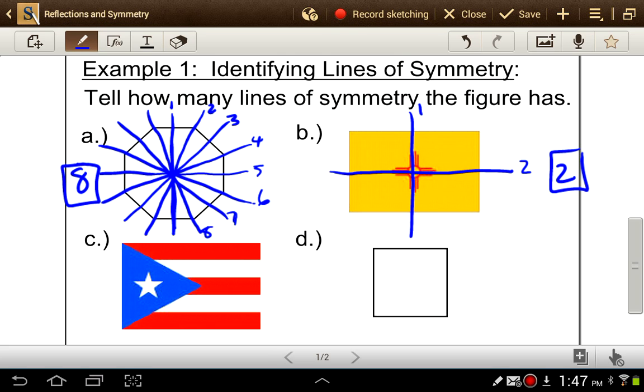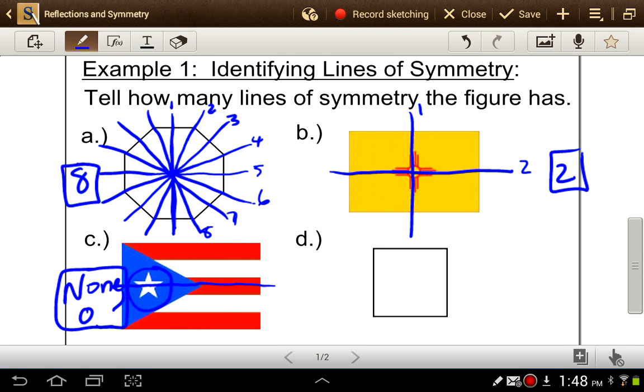Okay, in C, if I cut across here, well, no. Look, the red line works that way, but when I go through the star, it is not symmetrical. That does not fold up to meet that. So this has no lines of symmetry, or 0. So you can put none or you can put 0. No lines of symmetry in that one, and then up, down does not work.